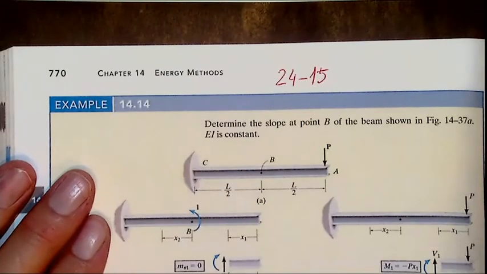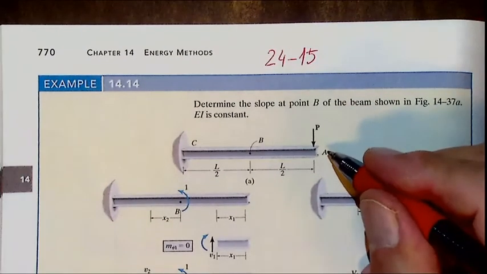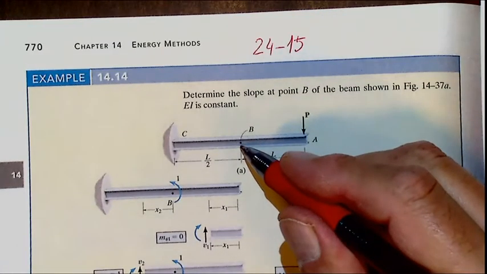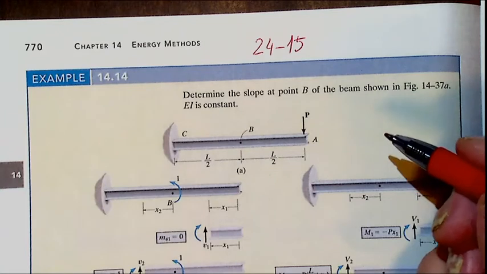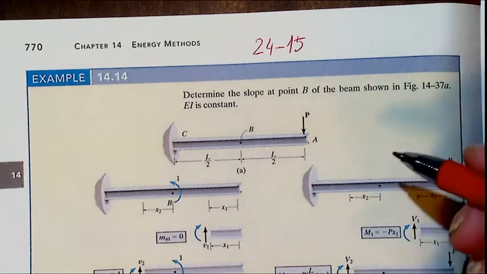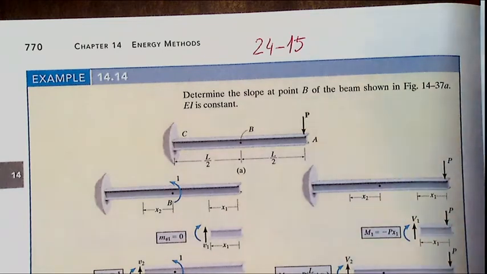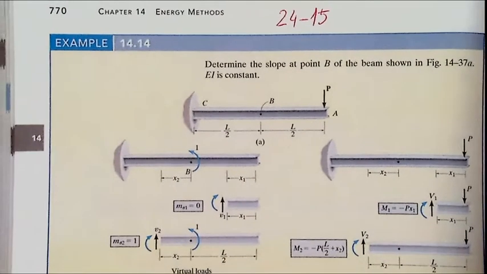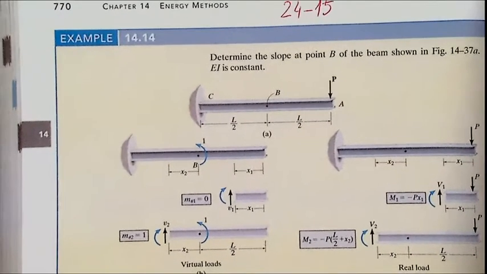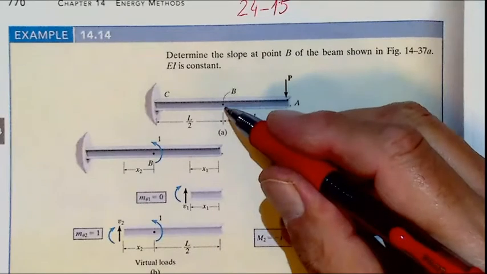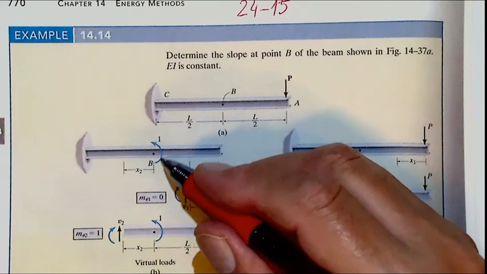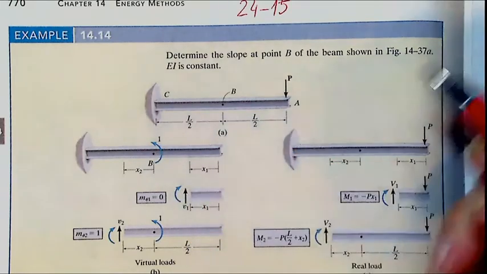Okay, determine the slope. Now here that is a slope at point B. Look please, what is the advantage of this method over other methods of integration? Because here, okay, I will write down, maybe I will first solve this and then. We want to find the slope here. So therefore, I'm adding here this virtual moment 1.